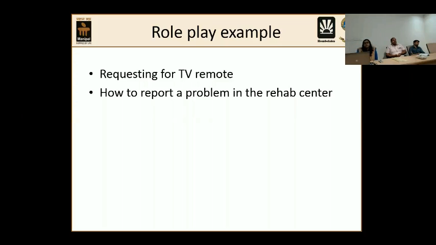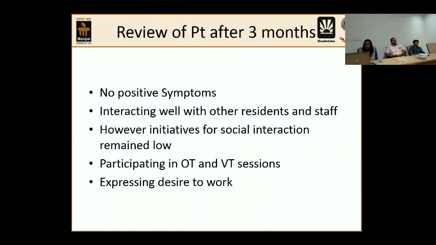So our index patient had both individual sessions, the initial 6 sessions, and then group sessions he was attending regularly along with OT sessions and other things. After we reviewed the patient after 3 months, at this point of time, he had no positive symptoms. He was interacting well with other residents as well as staff in Hombelaku. However, his initiative for social interaction remained low. If you remember, premorbidly also, he's an introverted person. So he would not go out and make conversations, but he was friendly with the people in his room and things like that. He was regularly participating in occupational therapy as well as our vocational training sessions. At this point, he also started expressing a desire to work, to find employment and start his discharge process.